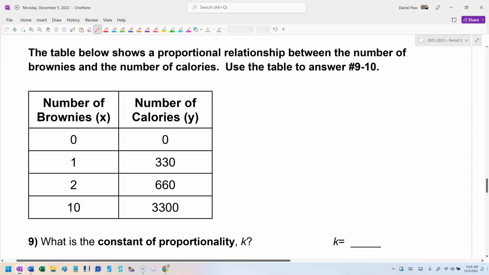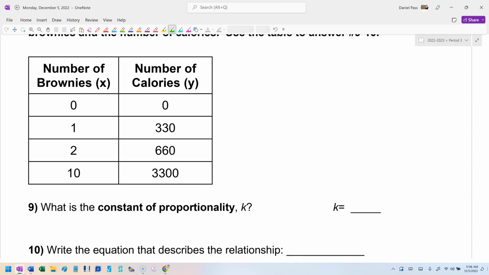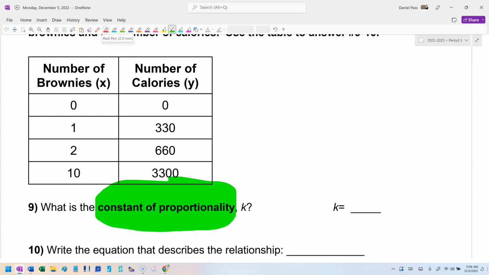Okay, so what are they asking for? They say that this is proportional, brownies and calories, and they're asking us what is the constant of proportionality. All right, so how do we find that out, Mr. M&M's? You have to put it on the graph? Okay, we look at the graph, but what is the constant of proportionality?